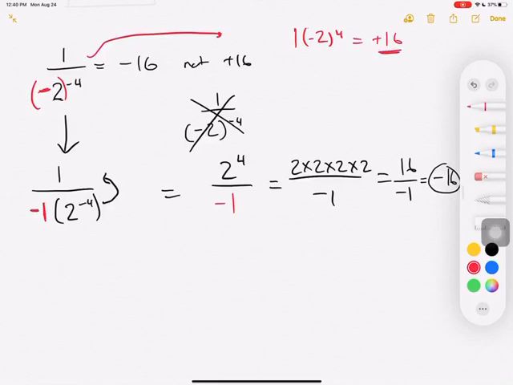In this case, the one from the handout, well, I already scratched a lot in here, but the one from the handout, the result has to be negative 16.